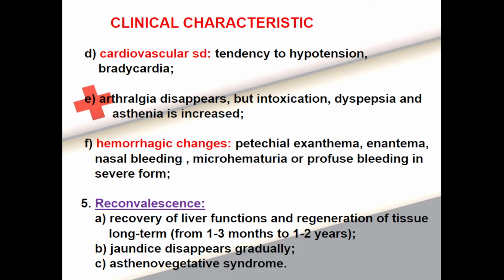Reconvalescence: recovery of liver function and regeneration of tissue. Long term, from 1 to 3 months to 1 to 2 years. Jaundice disappears gradually, with astenovegetative syndrome. Again, some rash may appear.